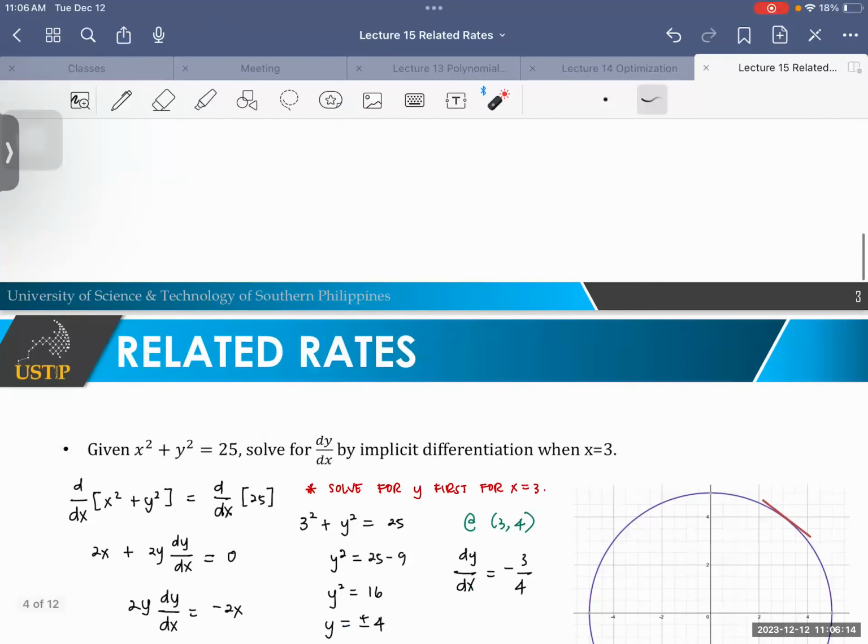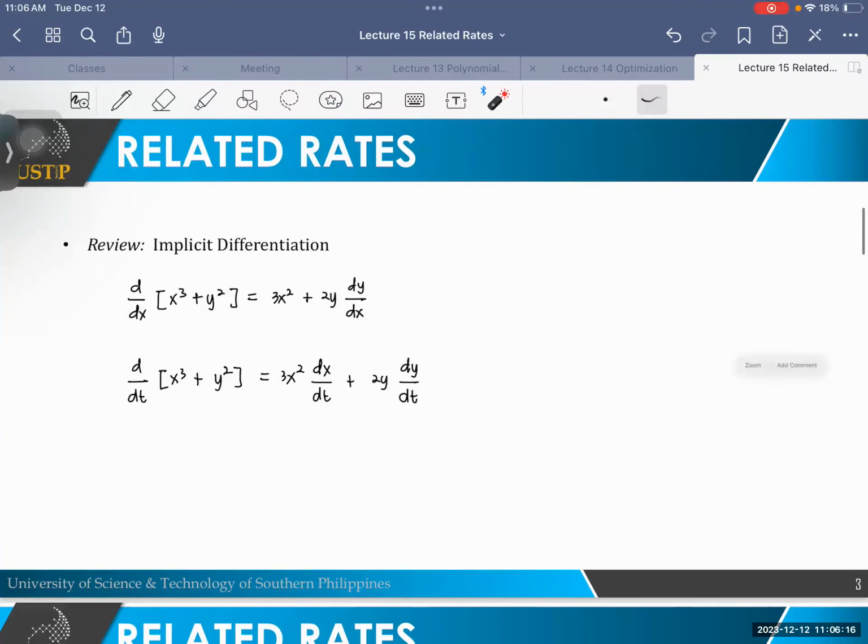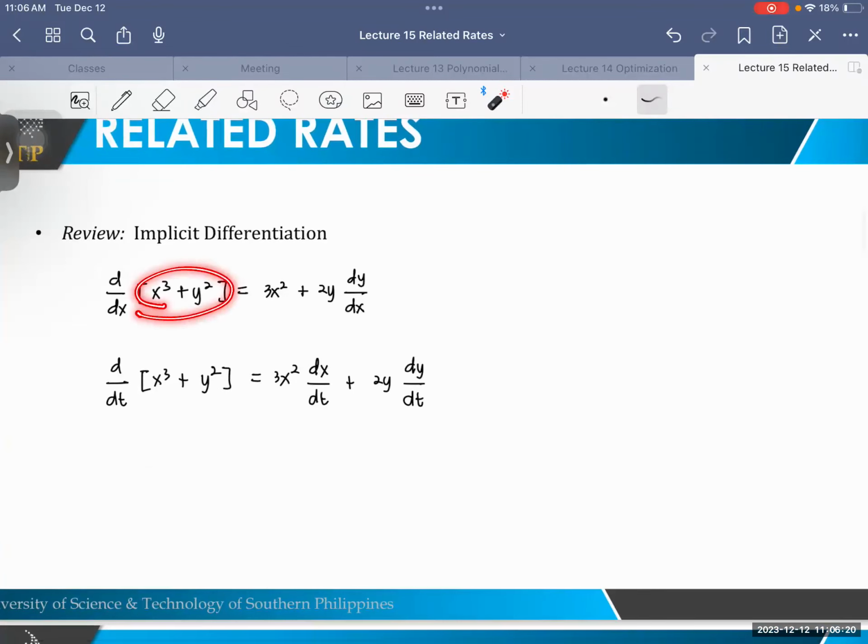Okay, let's have a review sa tagamay sa related rates, implicit differentiation. So when you have this kind of expression, x cubed plus y squared, and we want to differentiate it with respect to x, of course, it will be 3x squared. And you have the same variable man, no? Plus 2y, na naka-x sa dy over dx.